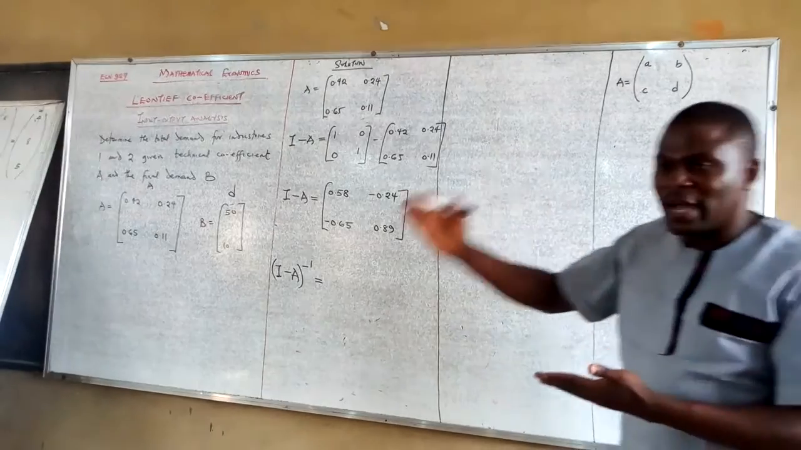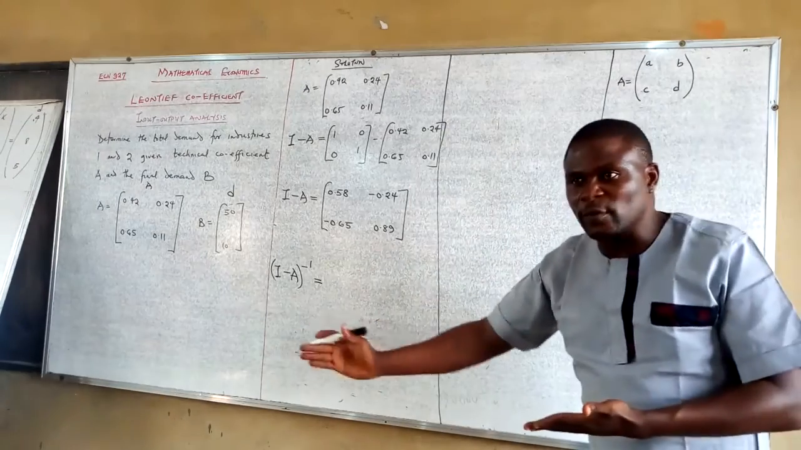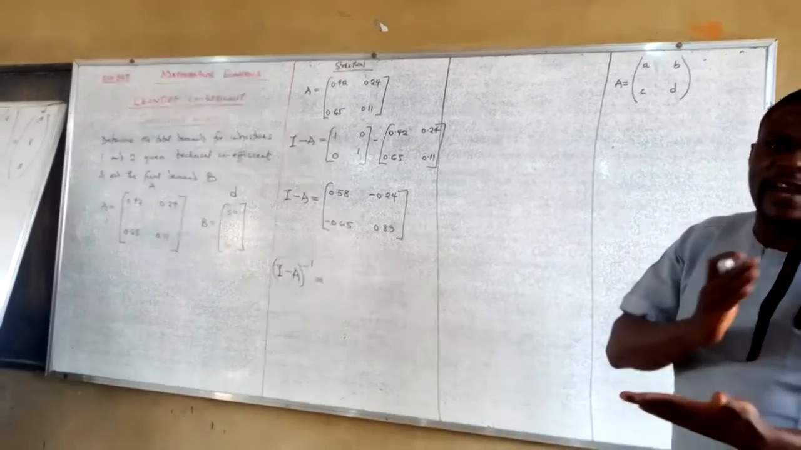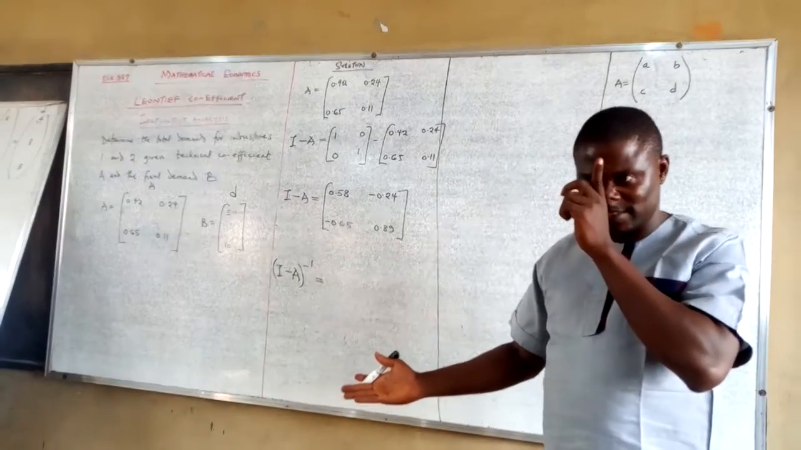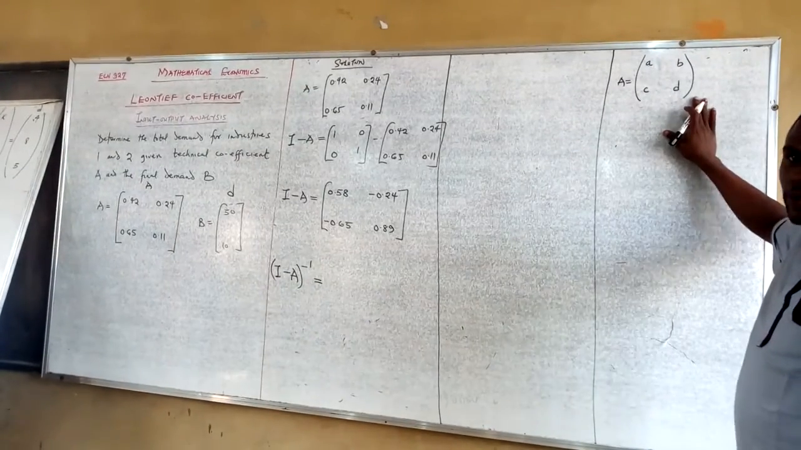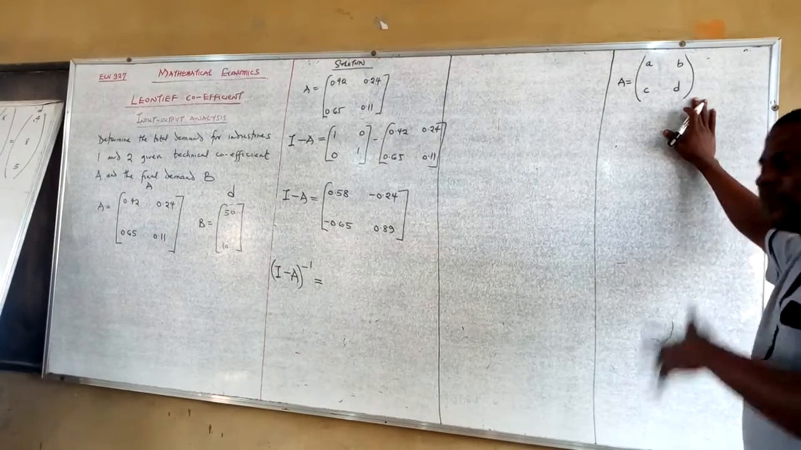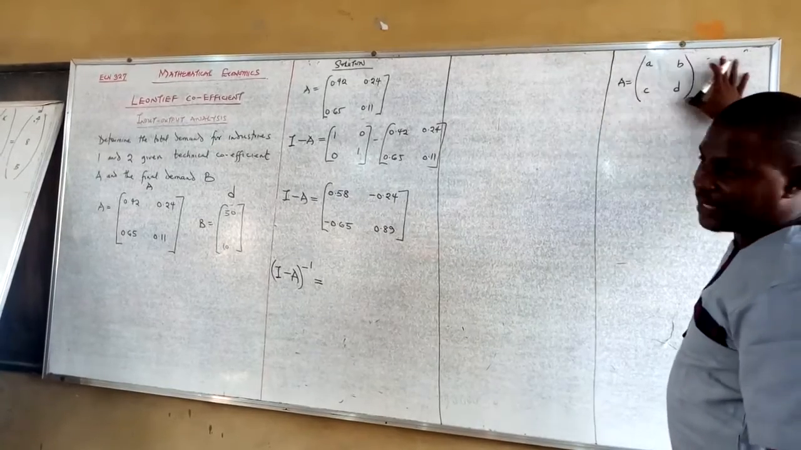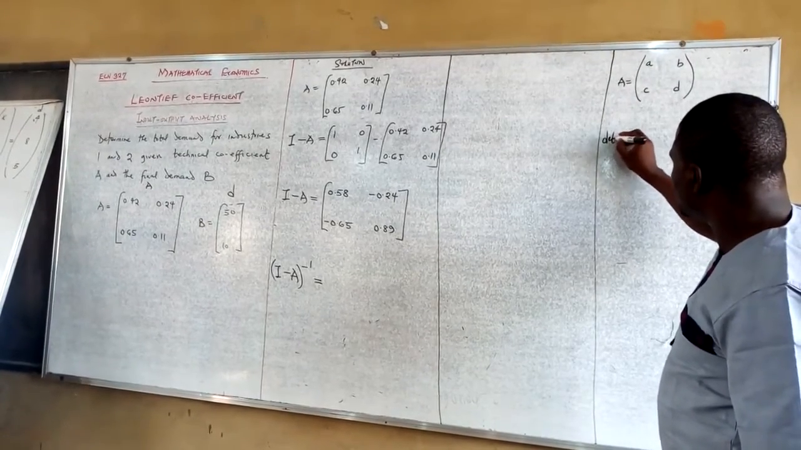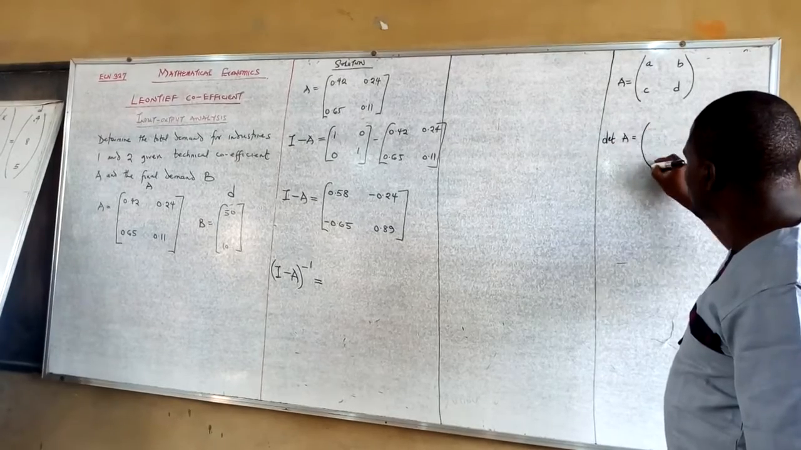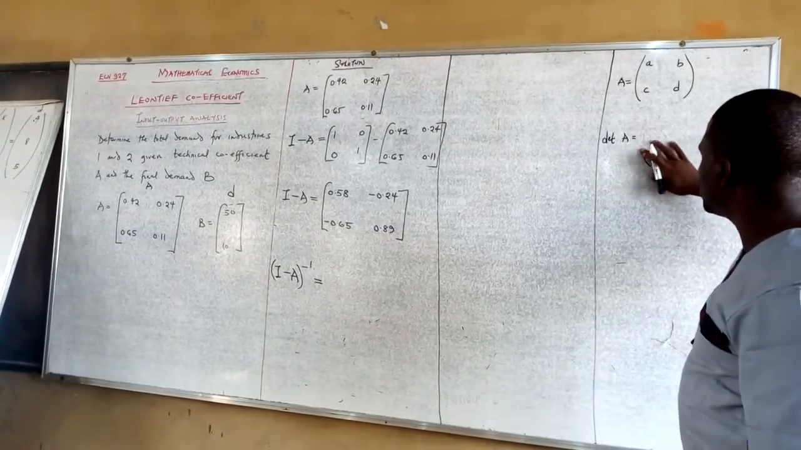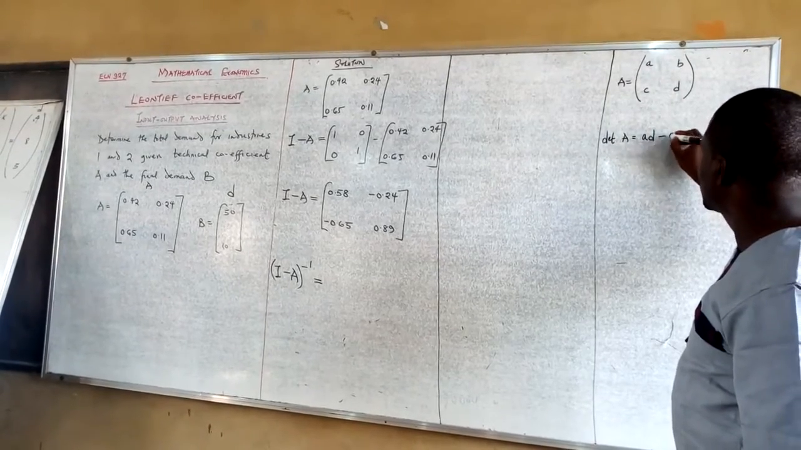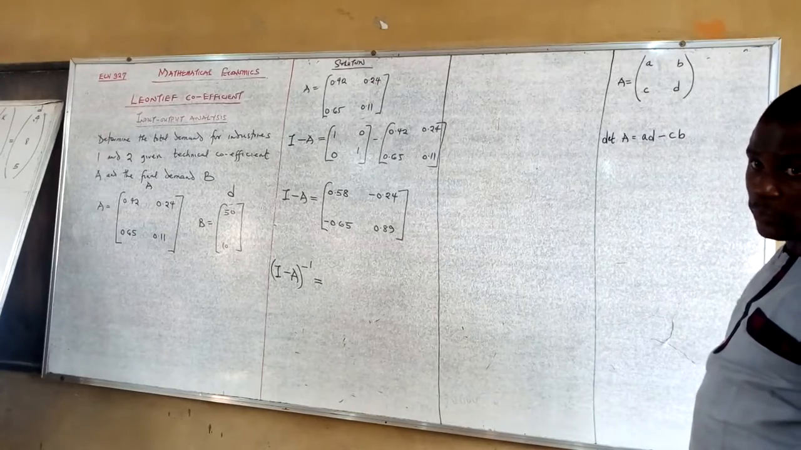For 3 by 3, you have to get the determinant, the cofactor, the adjoint, then you say adjoint divided by determinant. That's what will give you the inverse. But in this one, I'm teaching you how to get the adjoint. Let me explain this way. If I want to find the determinant of A, it is AD minus CB. That's how we used to find the determinant.